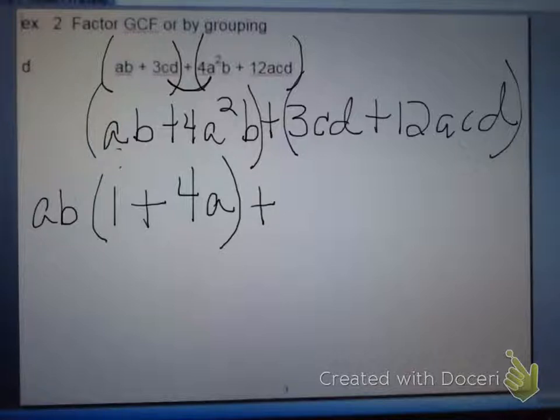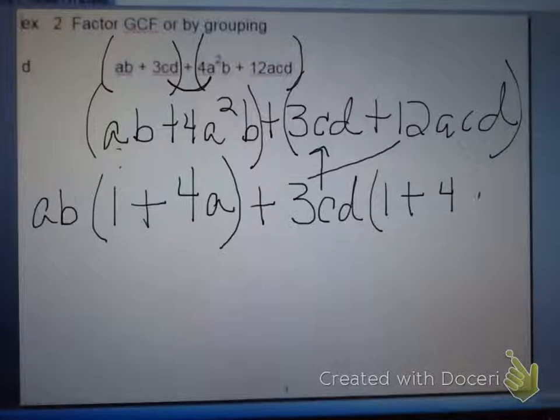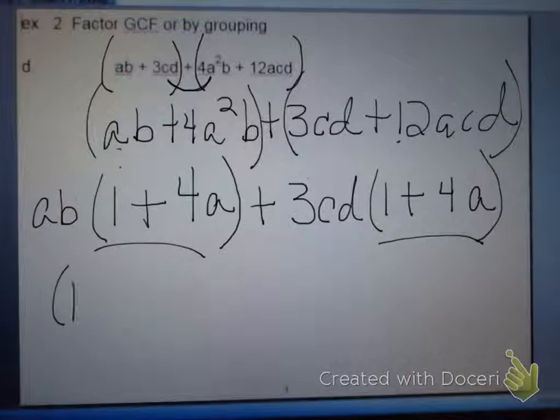My GCF is 3CD. And once again, 3CD goes into 3CD 1 time, plus 3 goes into 12 4 times. I don't have anything to divide the A with, so I'll bring it down. And the CD goes in CD evenly. Now, always look to make sure when you factor by grouping, if these two groups are not identical, you know you've done something wrong, which they are, so I am going to drag that out.